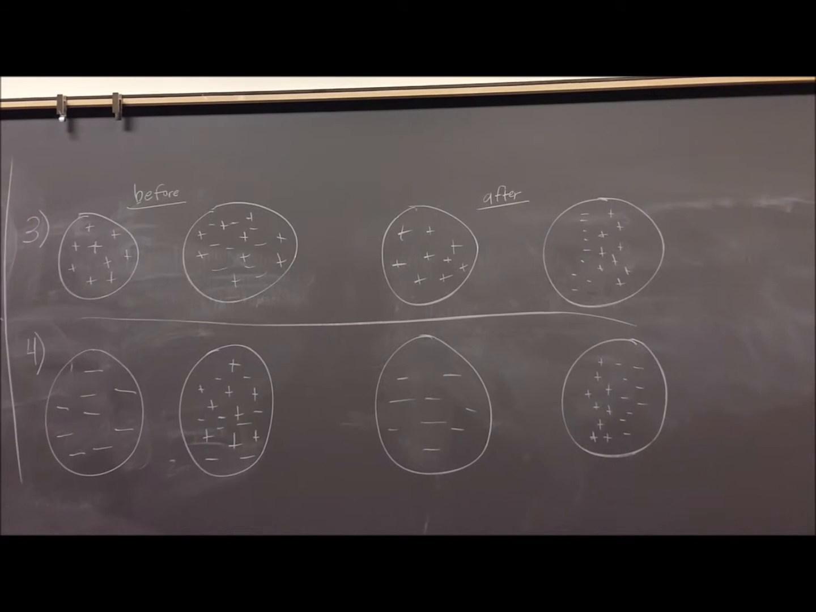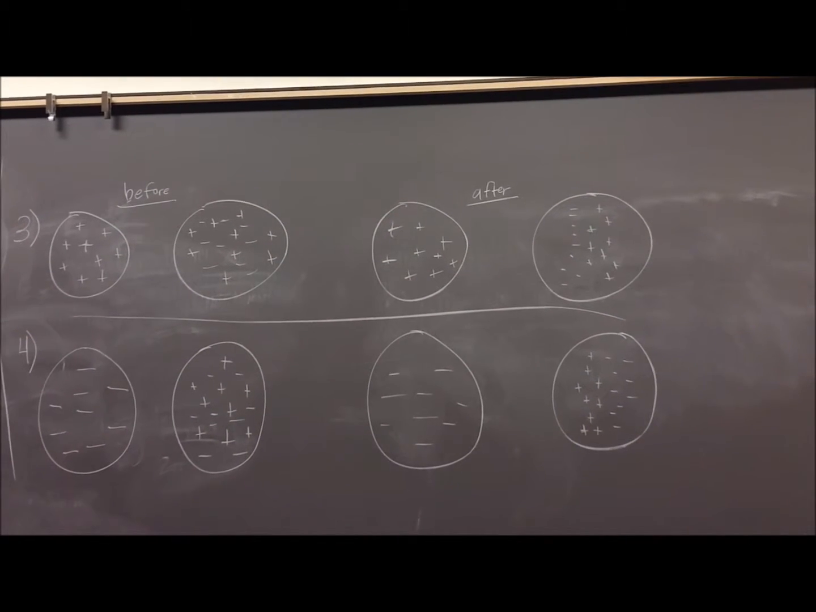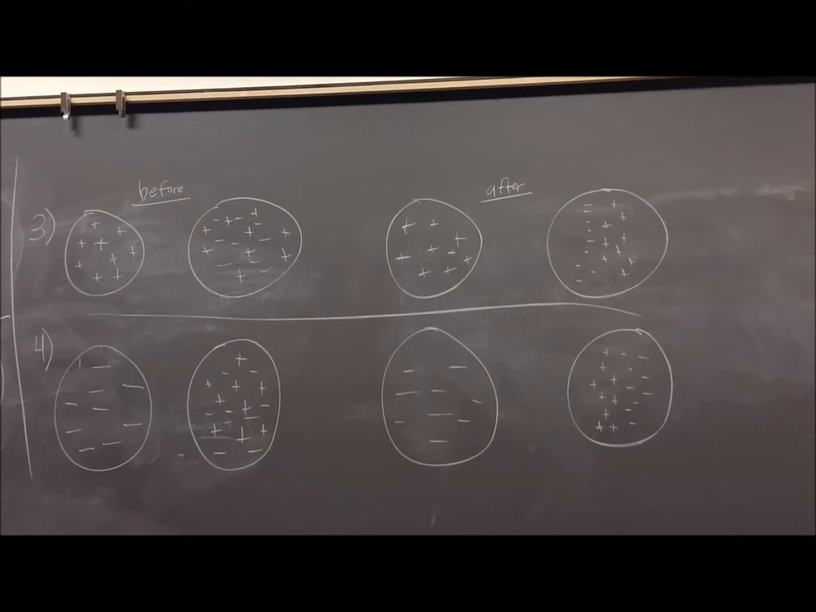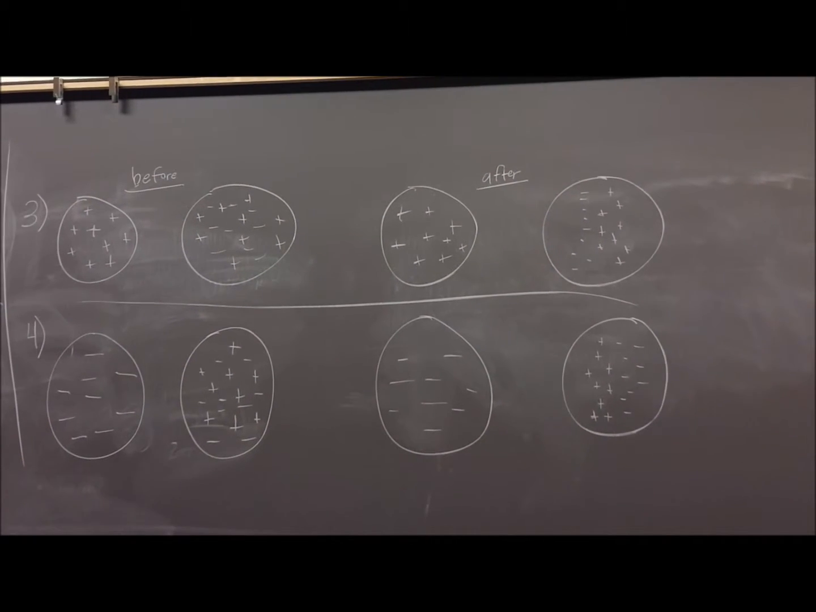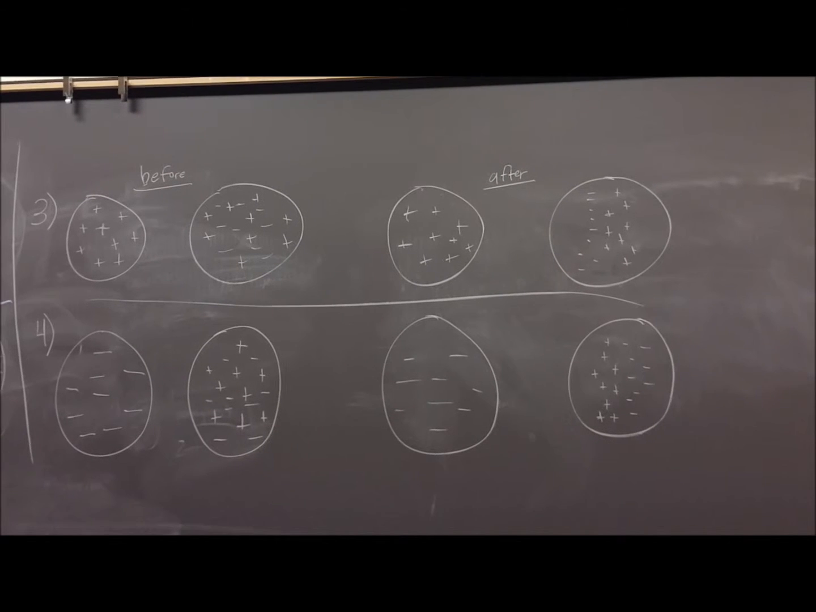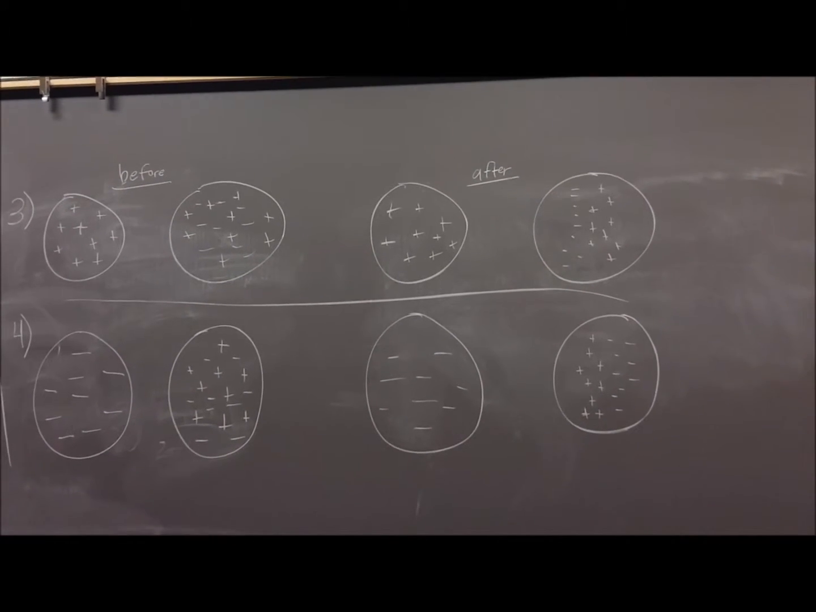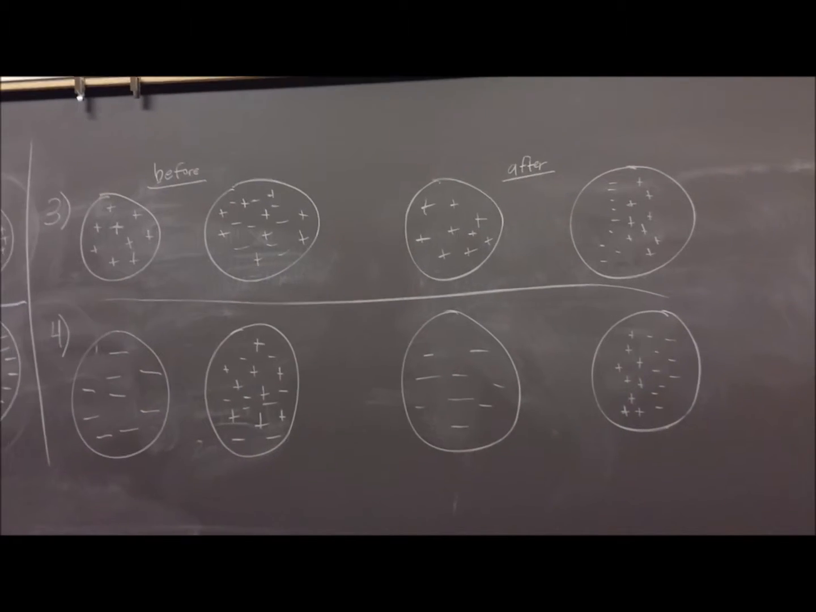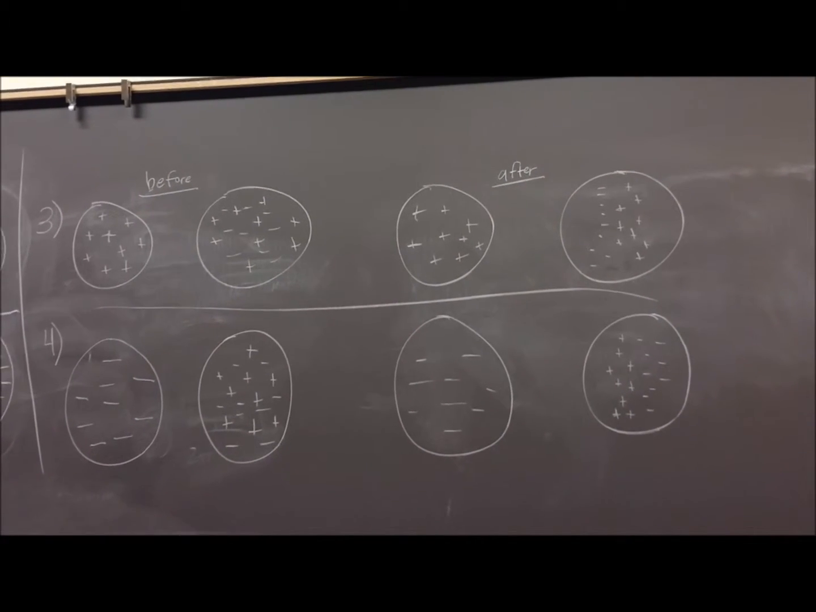there is that attraction. For number 4, we have a negatively charged object and a neutral insulator. When they come into close proximity, there becomes a slight dipole, not as strong as for a conductor, because in conductors the electrons move freely throughout, but in insulators, they don't move as much.